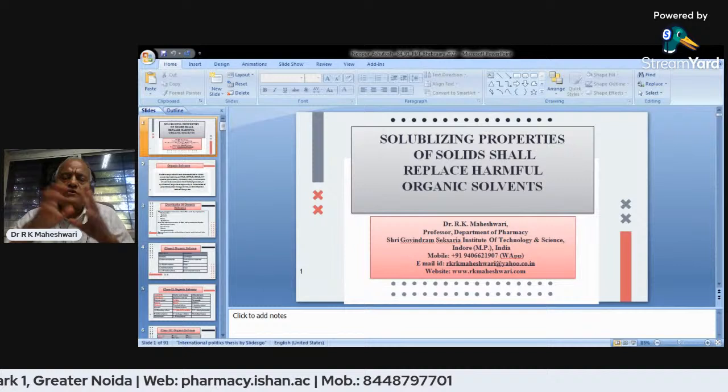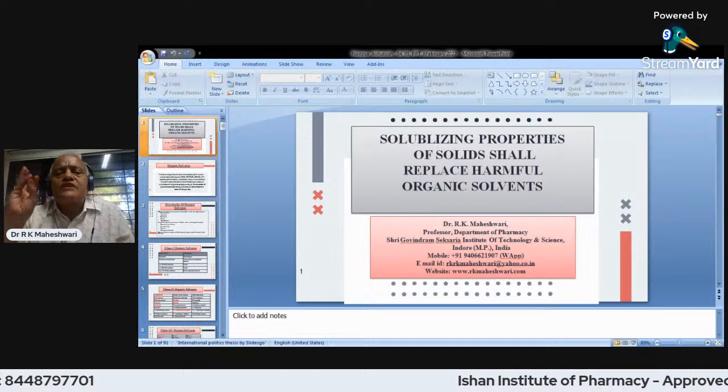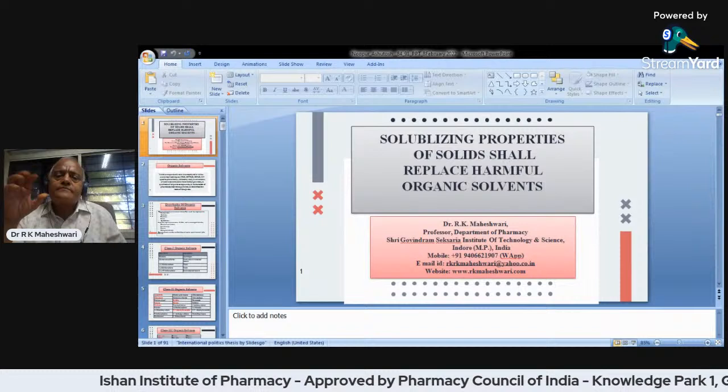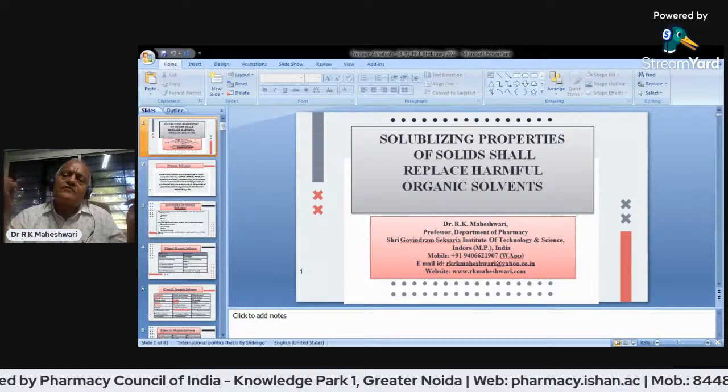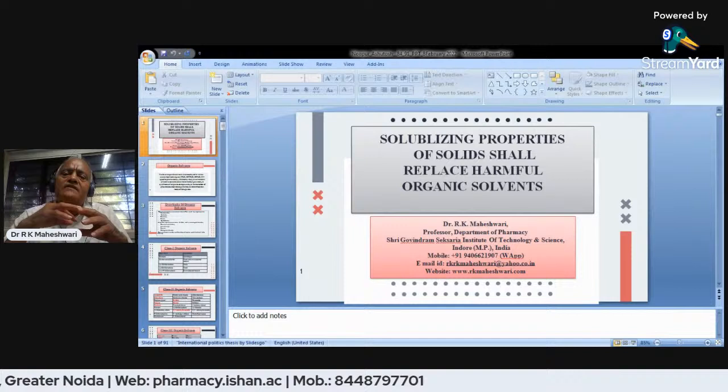Okay. So in my lecture, now you will find that for all molecules which are present in this universe, I have started a very new concept known as the mixed solvency concept. And the first parameter of this mixed solvency concept is that each and everything present in this universe has got solubilizing power. Each and everything means whether the substance is liquid, solid, or gas. All molecules which are present in this universe have got solubilizing power.